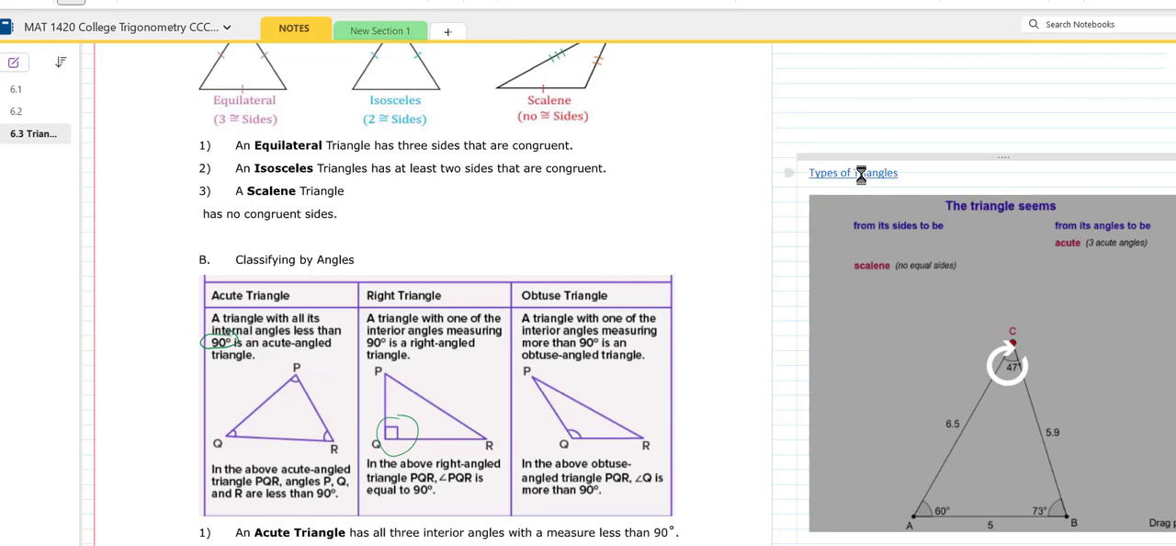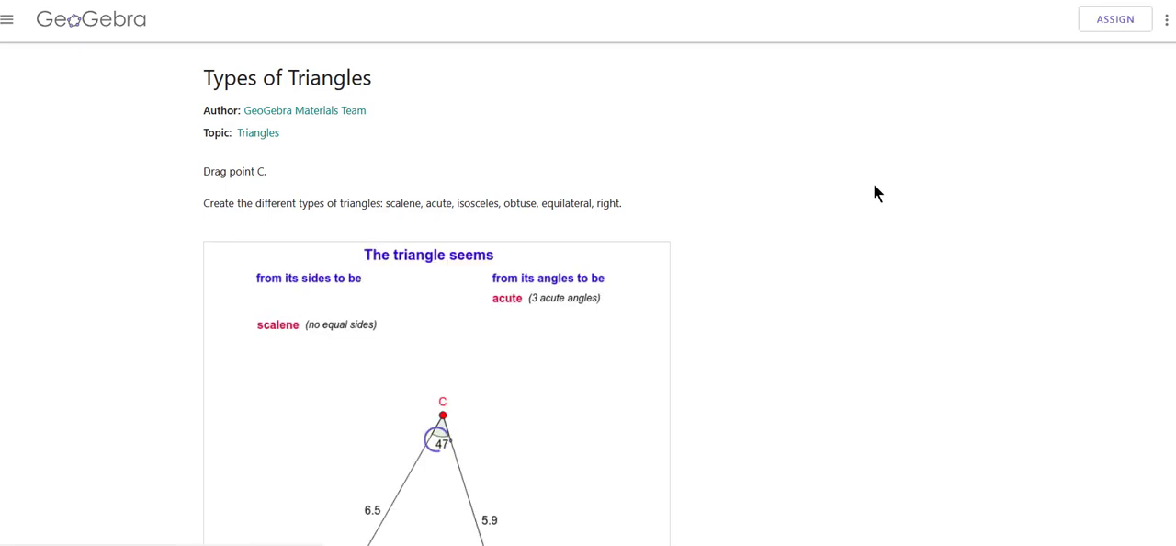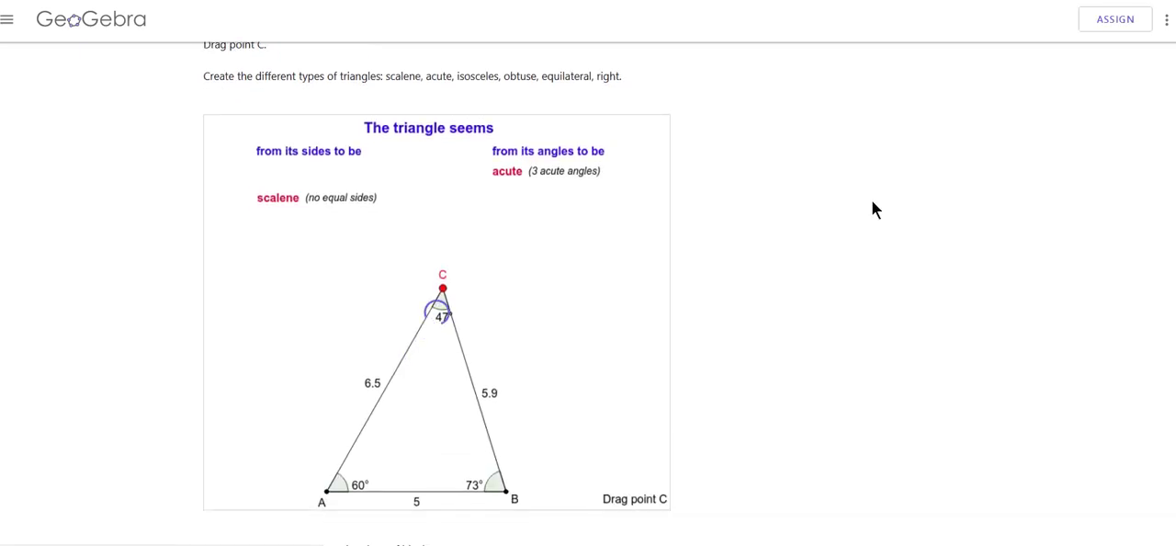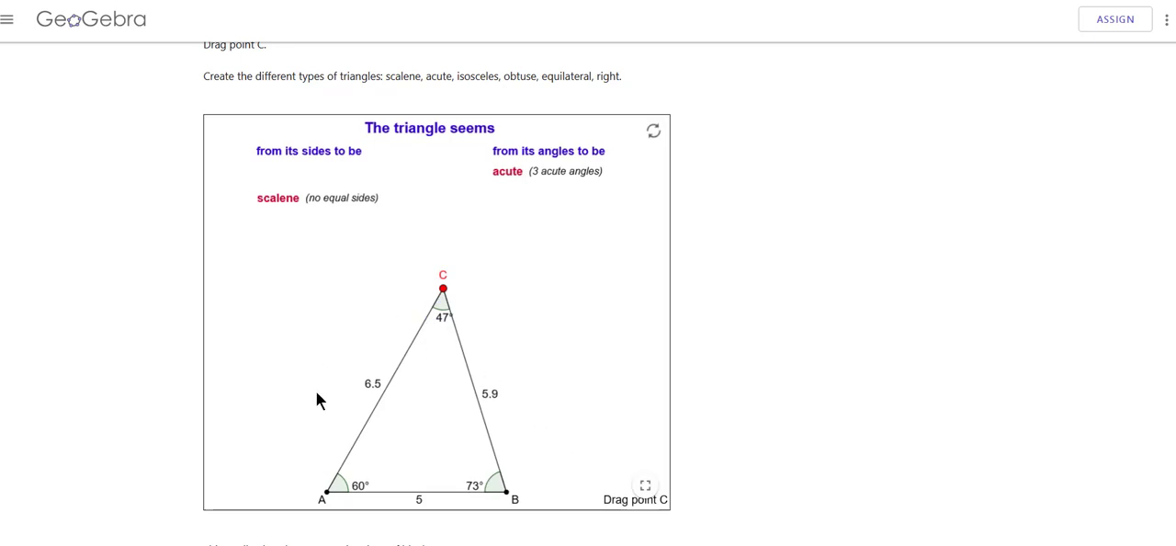So here's kind of a little applet. I'm always kind of on the internet looking for applets and stuff to kind of show you this idea. So let's see what this thing is here. You look at a scalene triangle. This is a scalene triangle because all the sides are different. It's an acute triangle because all of the angles are less than 90 degrees.